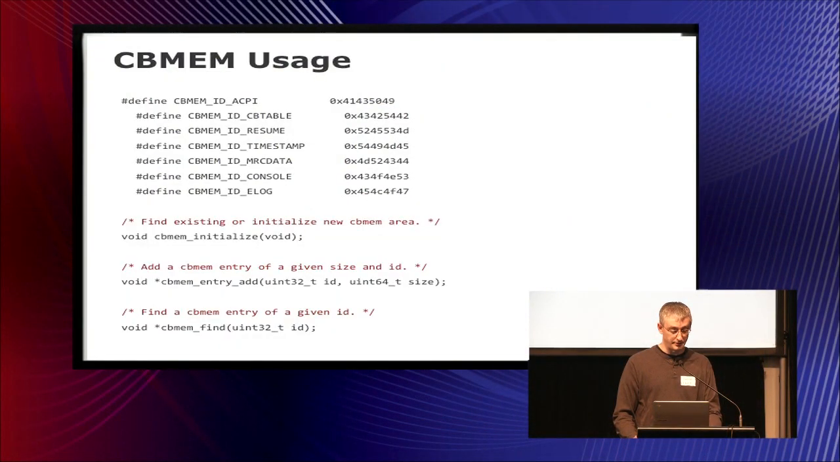To add a new entry, you just give it an ID and tell it how big it is, and you get returned a pointer to your new blob of data in memory. And you can then look up an ID again based on that, or look up a region again based on that same ID.